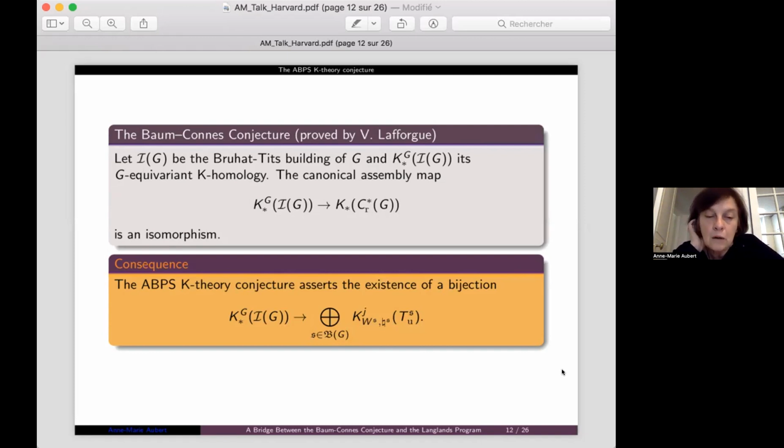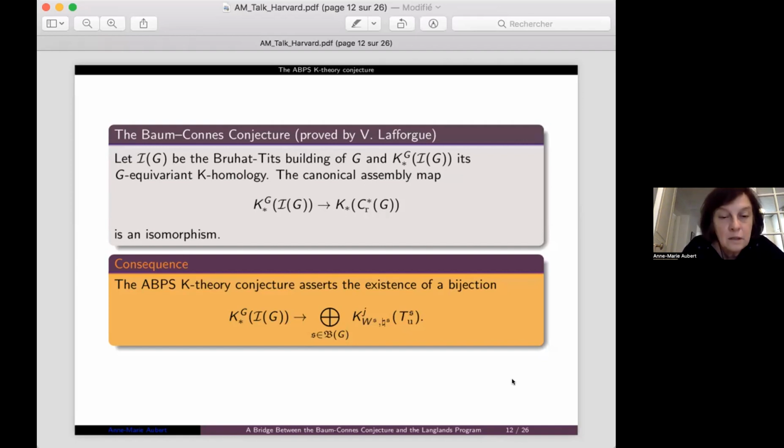So we can view our conjecture as a consequence of Baum-Connes, in that our conjecture asserts the existence of a bijection between the K-homology of the building and this direct sum of the twisted version of the WS-invariant K-theory of a torus. Okay, and I think it will be very interesting to understand this map better. And for that, a way to do it would be to use the inverse of the assembly map, which is not so well known and studied. There are some results in that direction, but not as far as I know.